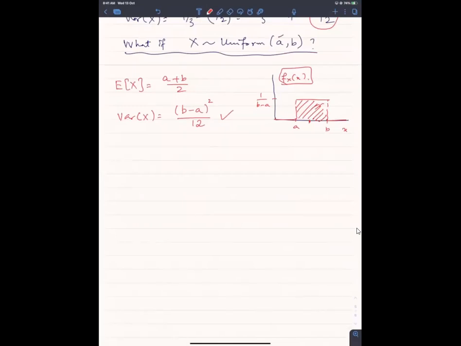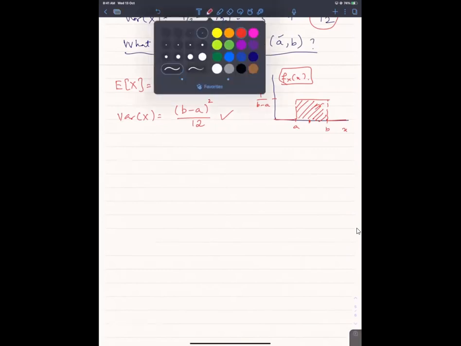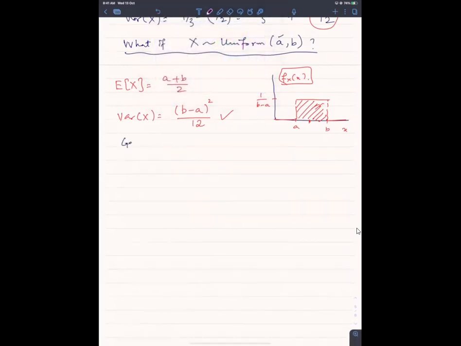Now, uniform random variable is interesting because you can generate other random variables from the uniform random variable. Okay. How is that possible? I'm going to just quickly touch upon that. Generation of a random variable from uniform.